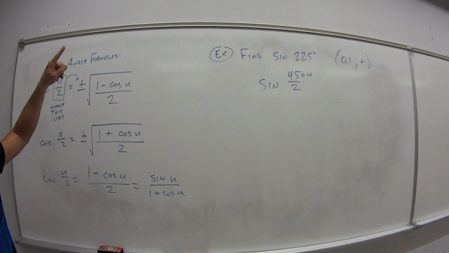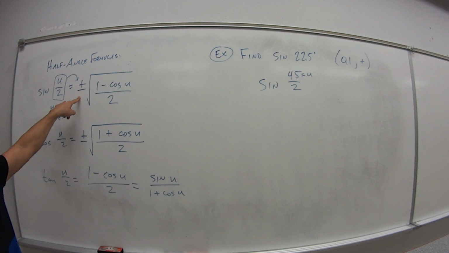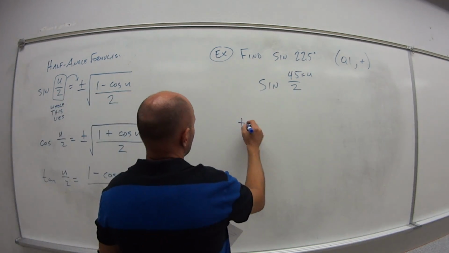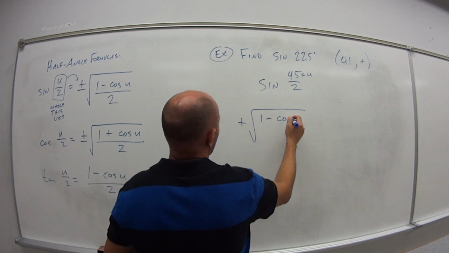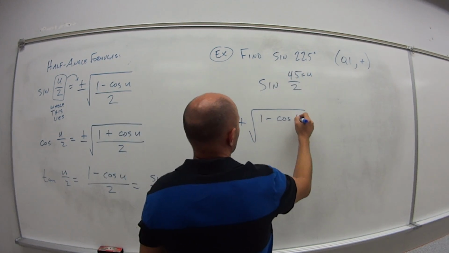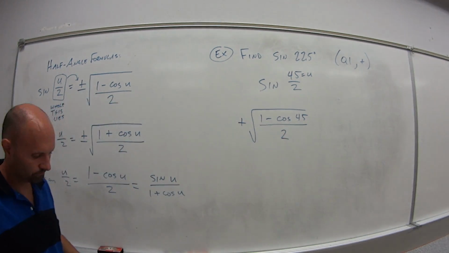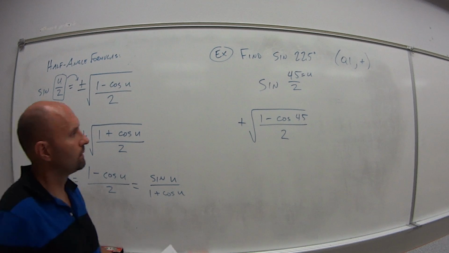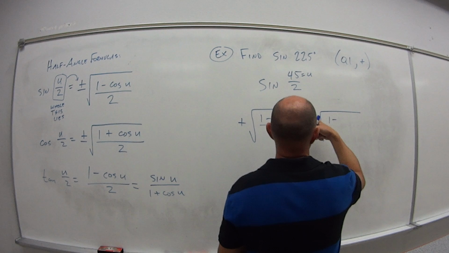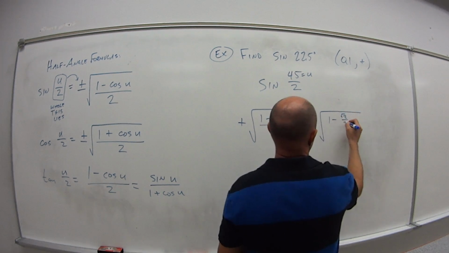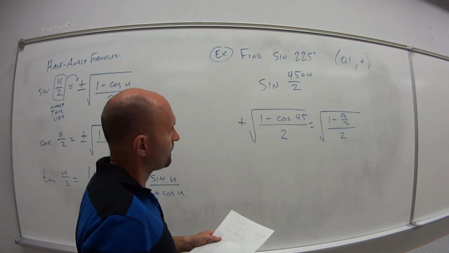What's in the numerator? That's my value for u. So using this formula, because I'm in quadrant 1, it's going to be plus the square root of 1 minus cosine of u, my u I just said was 45, all over 2. So this is the square root of 1 minus cosine of 45, which is square root of 2 over 2, all over 2.